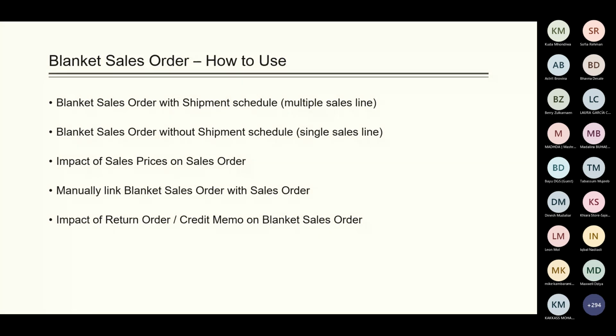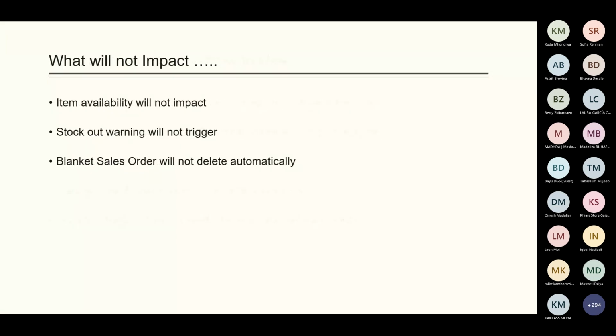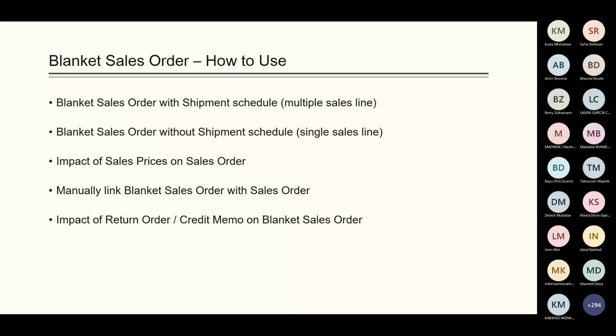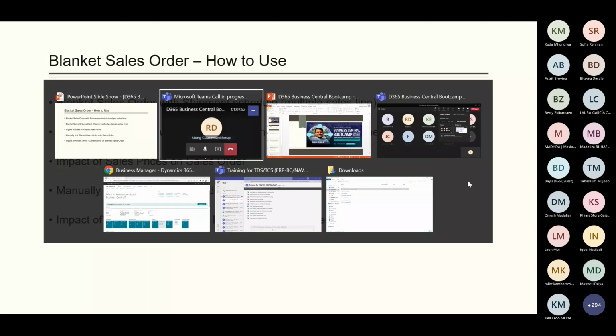And then what happens if you make a return order and you want to link your blanket order at this time, what's going to happen and how it's going to work. These are the scenarios that we're going to cover in this session. So let's go forward, and I'm going to jump in on the Business Central screen.